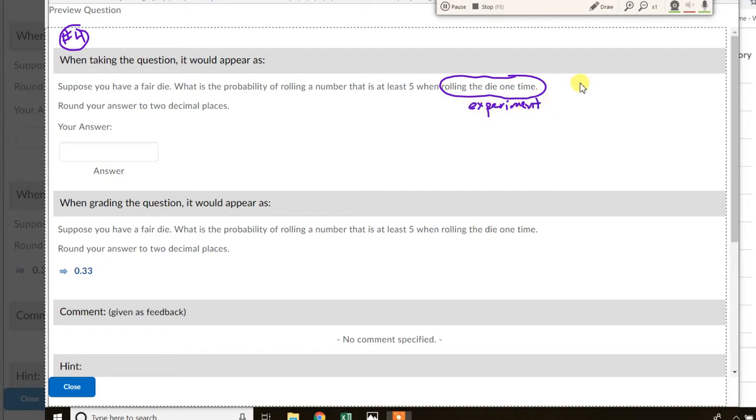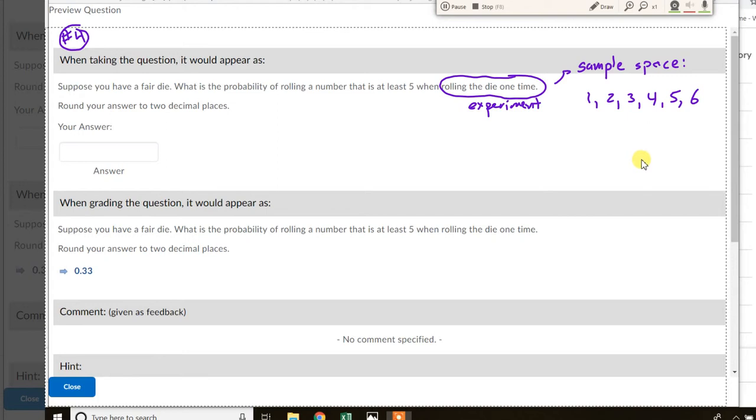What are the outcomes? What's the sample space? The sample space is the collection of all possible outcomes. What can you get if you roll a die one time? You can get a 1, a 2, a 3, a 4, a 5, or a 6. That's it. And they're all equally likely outcomes. So that's our sample space.